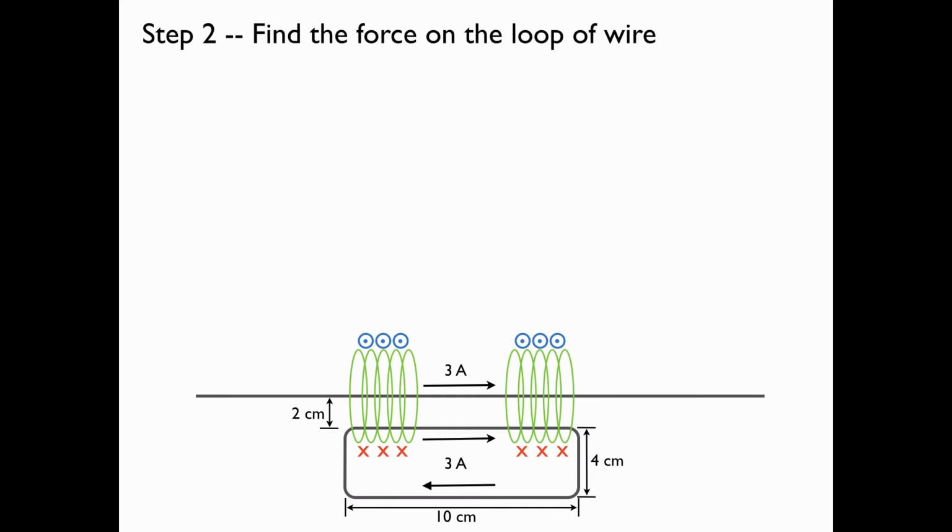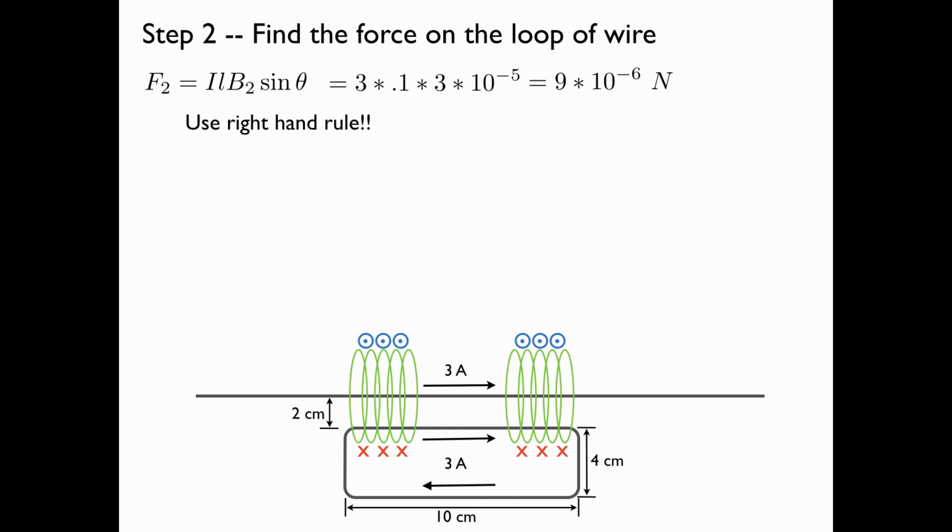Now we're ready to find the force on the loop of wire. The force on a wire, as discussed in the previous video, is given by ILB sine theta. And here, the current represents the current in the loop, not the current in the long straight wire. The current in the loop is also 3 amps. The length of that section of the loop, which is 2 centimeters away, is 0.1 meters, and the magnetic field at that distance away we just found. And this gives us our result for the force acting on that portion of the wire.